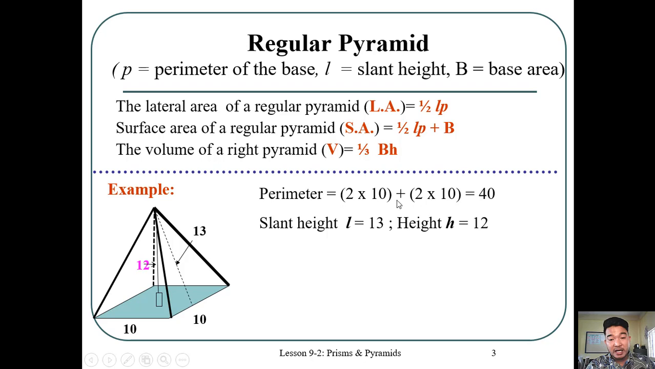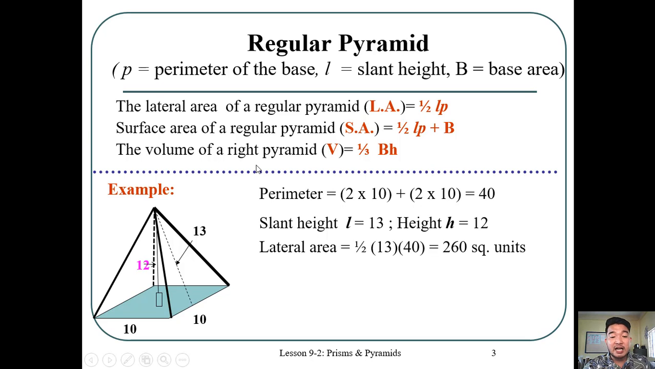This is the formula for solving the perimeter of a rectangle, and take note that a square is also a rectangle, so that's applicable. Slant height is 13 and height is equal to 12. Those are the given values.